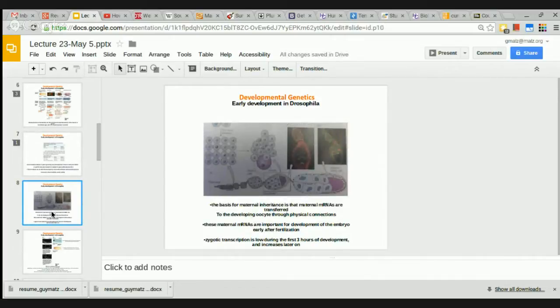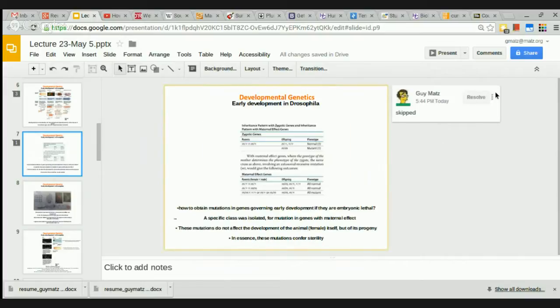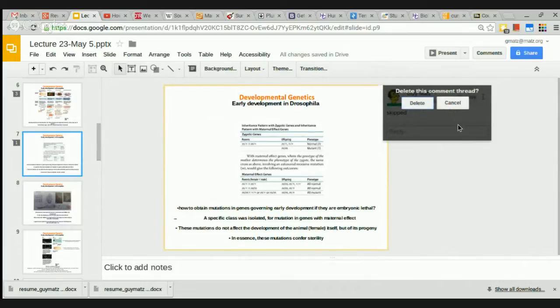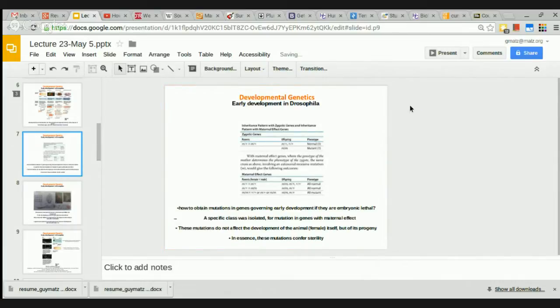And this leads to the notion of maternal effect genes. And the genetics is that everything depends on the genotype of the female, of the mother, if you will. So if the mother is mutant, all of the progeny, no matter what the male, the father, is, even if it's zygotically wild type, homozygous, is mutant.